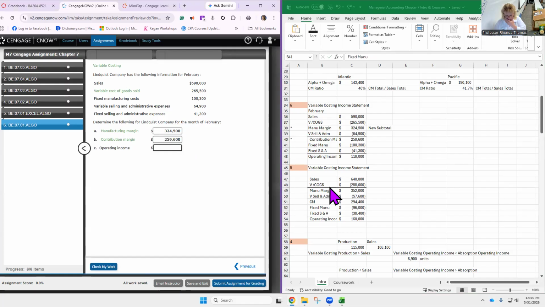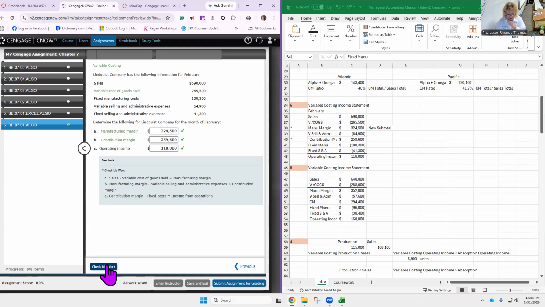Now we need to get down here to the operating income. After we have found our contribution margin, we put the fixed manufacturing and the fixed selling and admin, and those are both subtracted from the contribution margin, so that we have an operating income of 118,000. So that is putting that together.